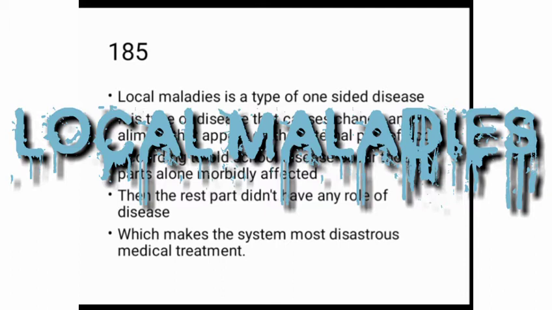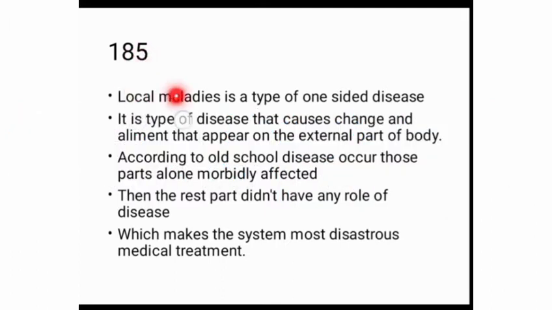Local maladies. Our topic is local maladies. So, what is local maladies? It is a type of one-sided disease. Before aphorism 185, there is the description of a one-sided disease. From 185 to 203 is the local maladies. Local maladies is one type of one-sided disease.